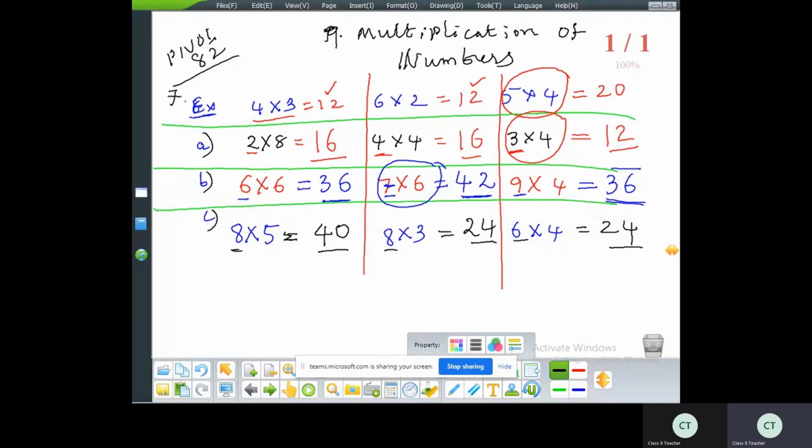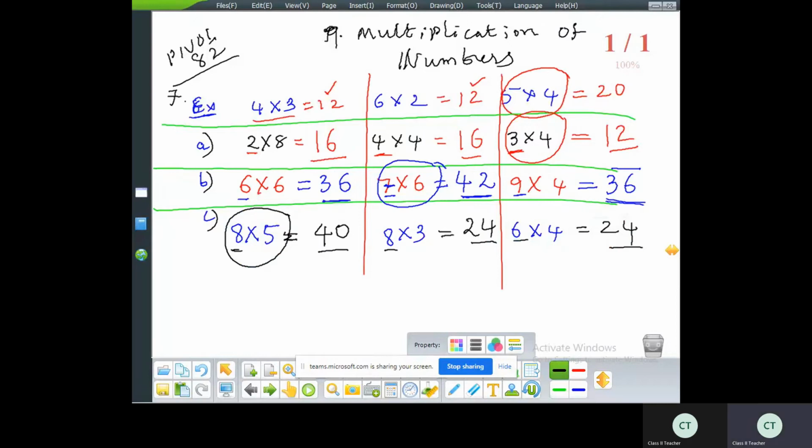From these three, which is a different one? 40 is the different one. 8 5s are 40 is the different one. We put a circle around 8 into 5. Which one is different from these three? 40 is the different one. This is question 7.